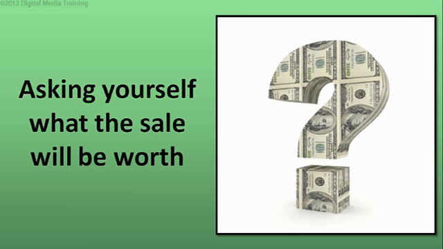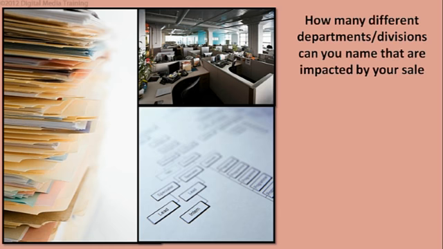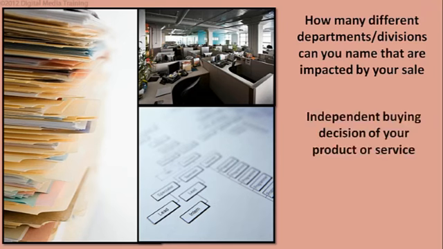The first, let's see how many different departments and divisions, and in some cases, sister companies or partner companies, that you can name that are impacted by your sale. Not necessarily the department that ends up buying when there's an enterprise license, but what are all the departments or divisions that benefit and in theory could make an independent buying decision of your product or service. Let's see how many you can name.